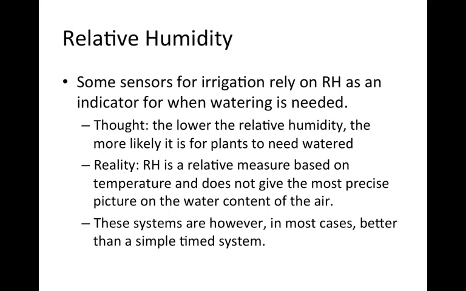Some sensors for irrigation rely on relative humidity as an indicator for when watering is needed. The thought is that the lower the relative humidity, the drier the air is, and the more likely that plants will need watered. In reality, relative humidity is a relative measure based on temperature and does not give the most precise picture on the water content of the air. These systems are, however, in most cases better than a simple time system, which will distribute water regardless of the plant's need for it.